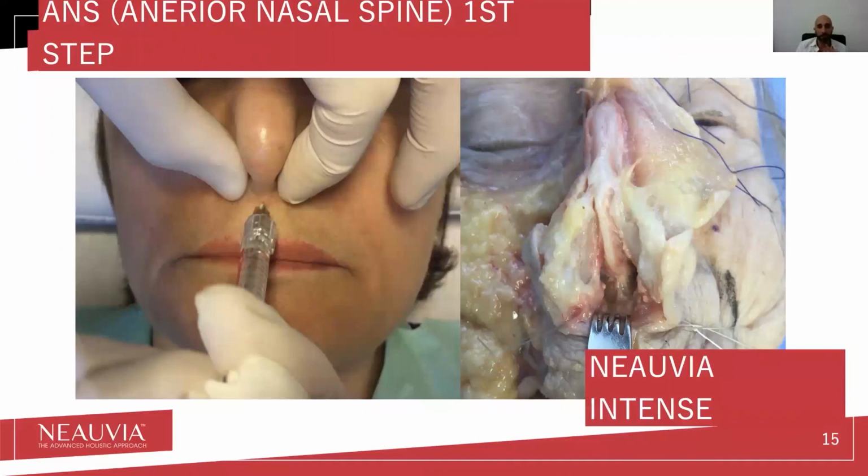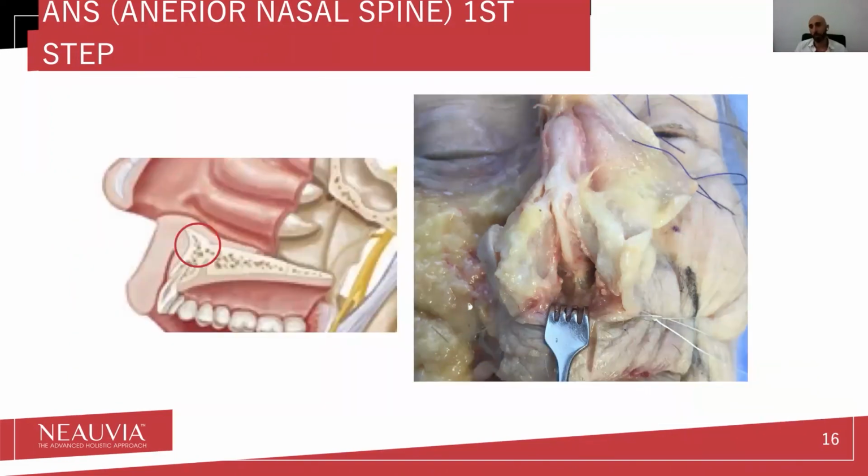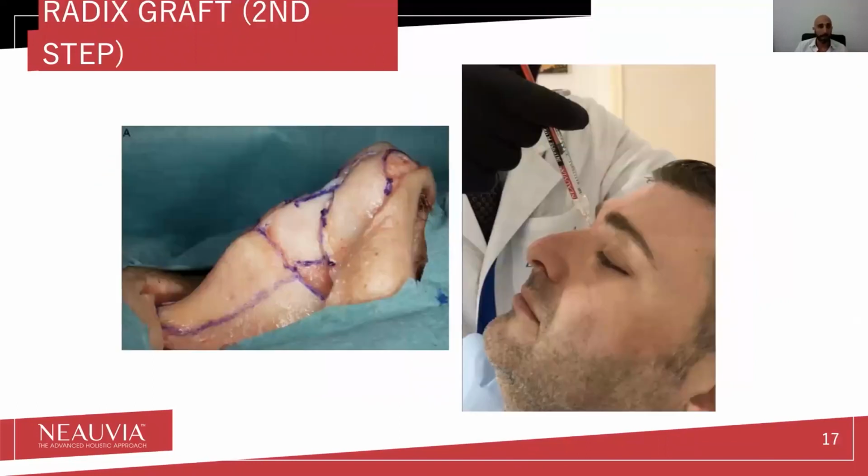Usually the first step is always the injection above the anterior nasal spine, which is the most projected point of the premaxilla and is the area where the feet of the medial crura and the septum lie. Thanks to this kind of injection, we can reach projection and upward rotation of the tip of the nose. The second step is always the injection above the radix.